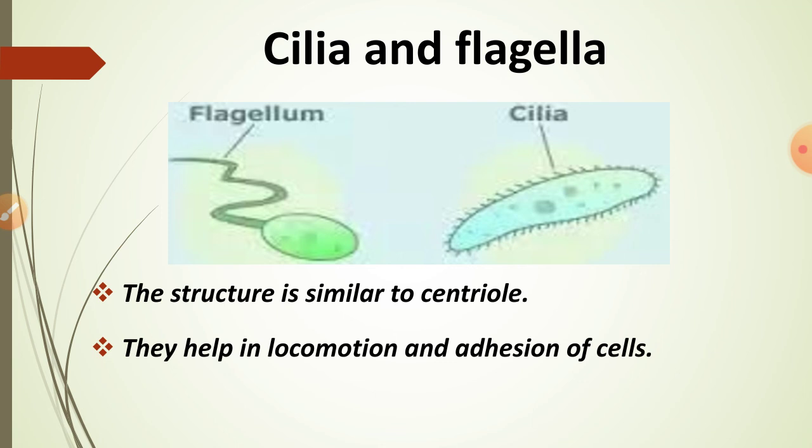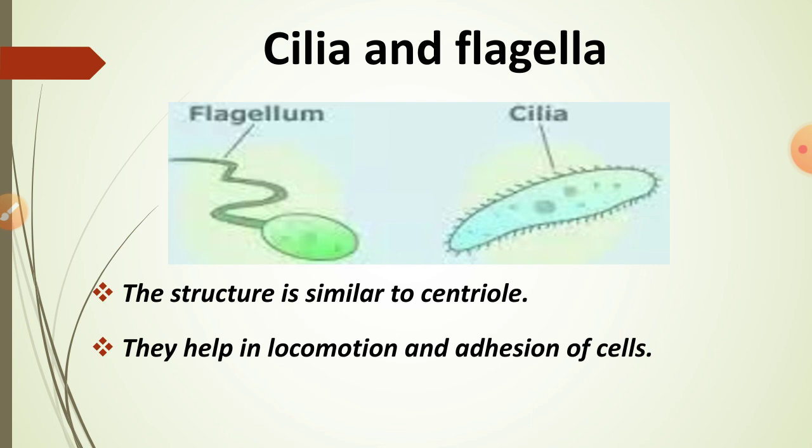And now cilia and flagella. This is the structure of cilia and also flagella. Cilia means they are multiple around the structure, and flagella means only one, common to the part. This structure is also similar to the centriole and it is mainly helpful in locomotion and also adhesion of the cells. Locomotion means it is easy to move. Adhesion means attached, easy to attach to another cell.